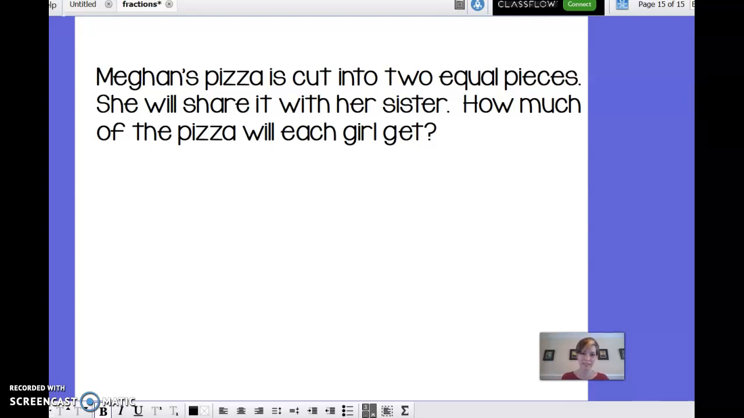So the last thing that we're going to do is a little bit of a story problem. And my story problem says, Megan's pizza is cut into 2 equal pieces. So hopefully your little mind is already working. You're remembering that word that we used when we have 2 equal pieces. Megan's pizza has been cut into halves. She will share it with her sister. How much of the pizza will each girl get?